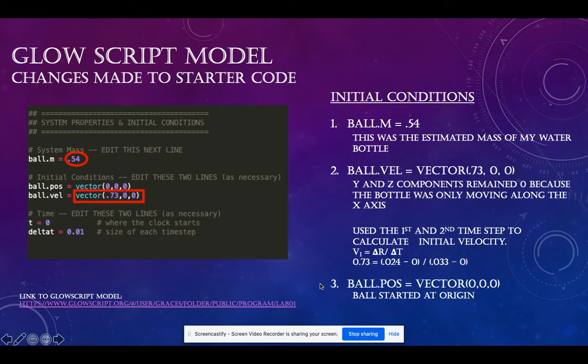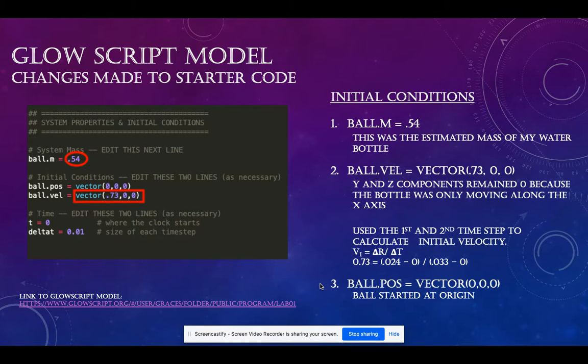So changes we made to the starter code, with the initial conditions, we changed the mass to 0.54 kilograms. This was the estimated mass of my water bottle. And then we had the initial velocity vector as 0.73, 0, 0. The y and z components remain 0 because the bottle was only moving along the x-axis. And I used the first and second time step of the tracker video to calculate the initial velocity. And for this one, we got 0.73 meters per second.